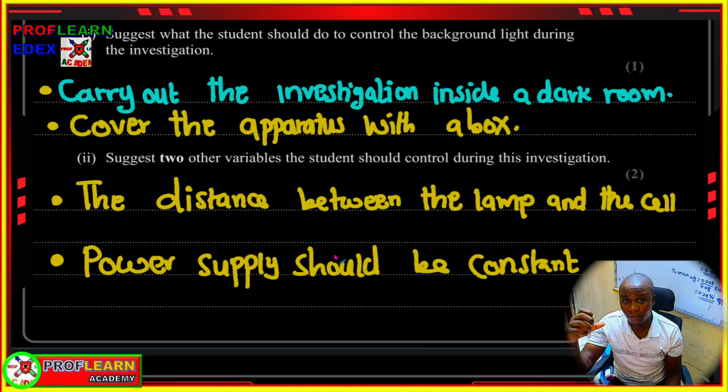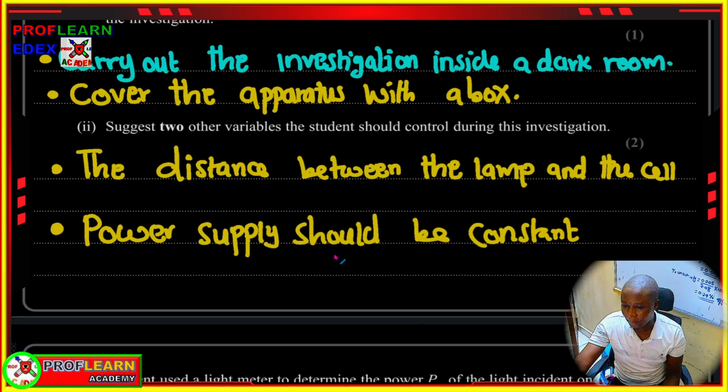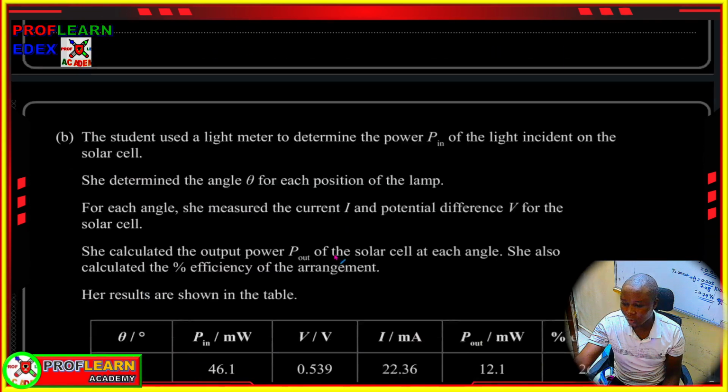One of the control variables in this investigation should be the distance between the source and the panel. That distance should be maintained, because what is being done here is variation of the angle to see how it affects the output. So the distance should be kept constant. The power supply to the bulb or the lamp should be kept constant. The type of lamp should also be kept constant, so that we are not going to affect the distance. The power supply should be kept constant. So you can see, suggest 2 of them.